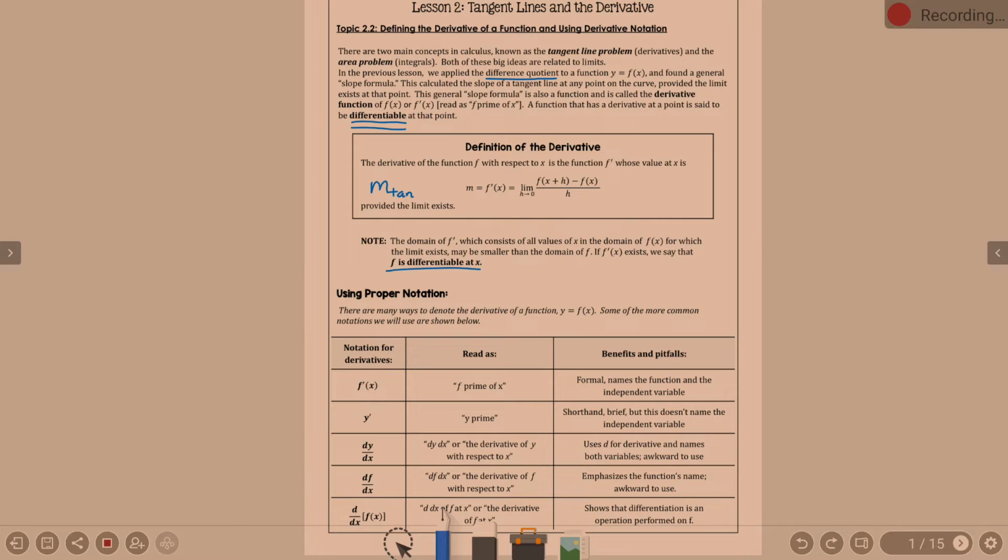And then d/dx of f at x, or the derivative of f at x. So this says take the derivative of f of x with respect to x.